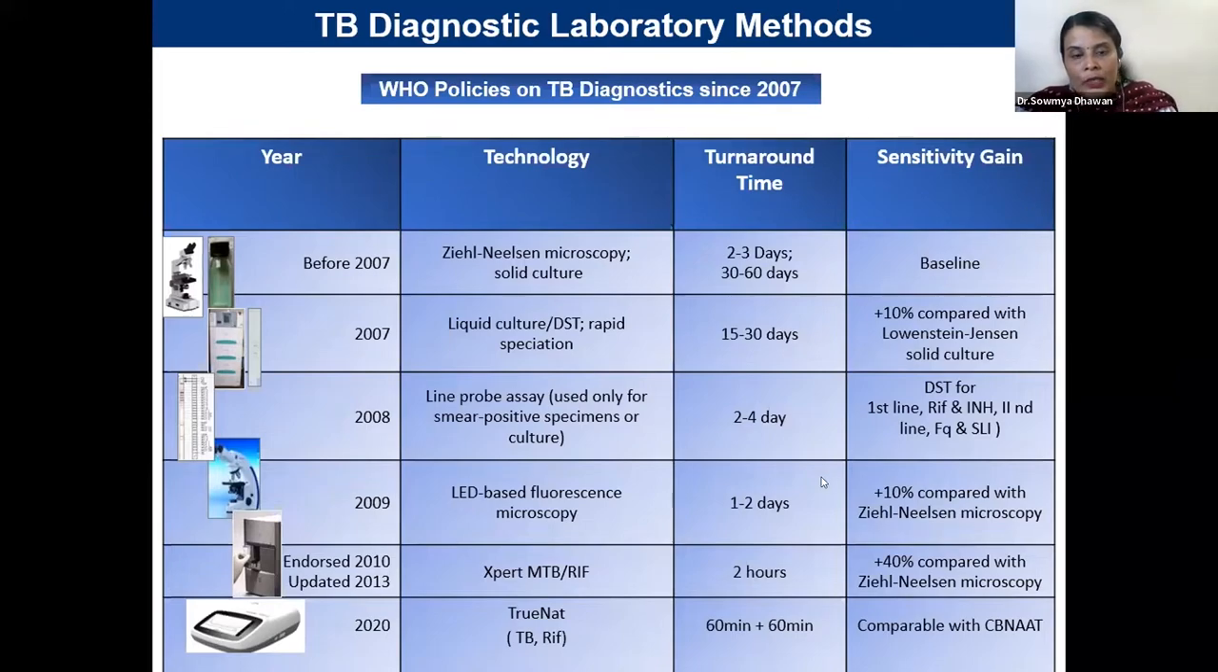We also have the CBNAAT as well as TrueNAT methodology with equal sensitivity and specificity, and the turnaround time is 2 hours. The only difference is that CBNAAT is a closed system and TrueNAT is an open system. CBNAAT does the assay in a single test, simultaneously giving you the report of whether TB is there or not, as well as whether resistance to rifampicin is there or not. TrueNAT is a two-step, chip-based assay, which has the same sensitivity and specificity pattern as CBNAAT, and also takes around 60 minutes per assay. That is the turnaround time of the technology. The turnaround time in turn depends upon when the sample has reached that particular laboratory.